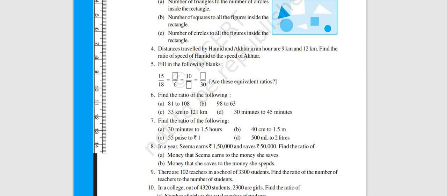Now come to the fourth question. Distances travelled by Hamid and Akhtar in an hour are 9 km and 12 km. Find the ratio of the speed of Hamid to the speed of Akhtar. So here, what is the speed of Hamid? Speed of Hamid is equal to 9 km per hour. Speed of Akhtar is equal to 12 km per hour. We have to determine the ratio of speed of Hamid to speed of Akhtar.